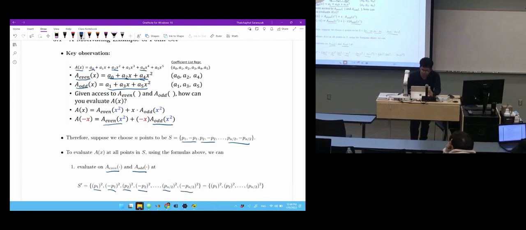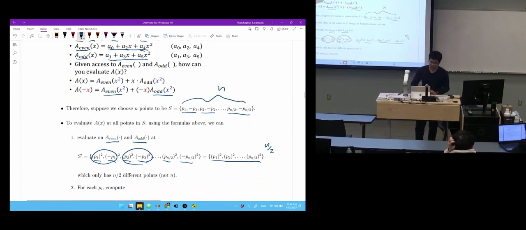But when you square them, these things are the same number, these things are the same number. So actually you get this set. This set now has size n over 2, although this set has size n. Okay.